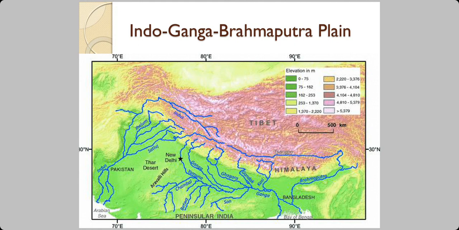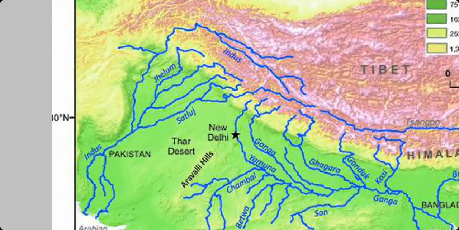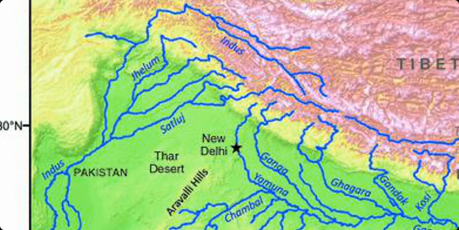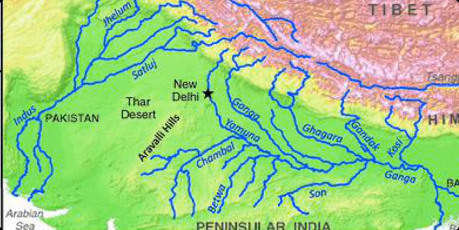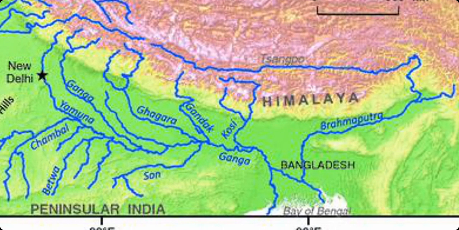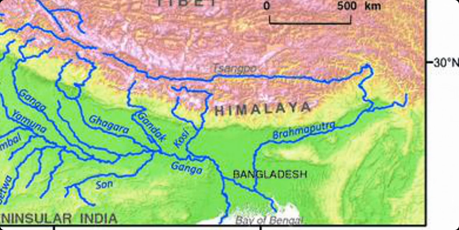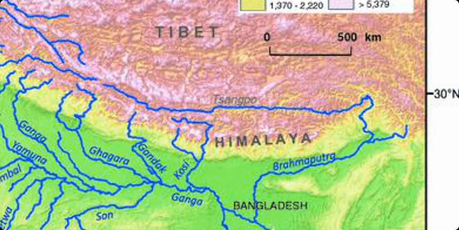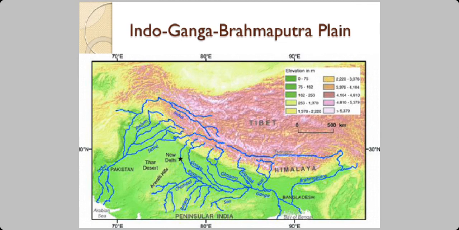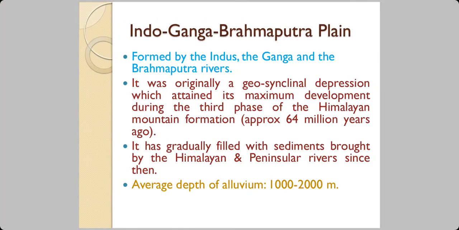This is the Indo-Ganga Brahmaputra plain. On the west, we have the Indus River system. Then in the center, we have the Ganga River system with all its tributaries. And then we have the Brahmaputra, which originates in Tibet and flows across, enters into Arunachal Pradesh, and then empties out into Bay of Bengal through Bangladesh.